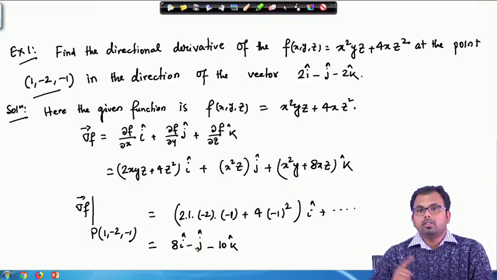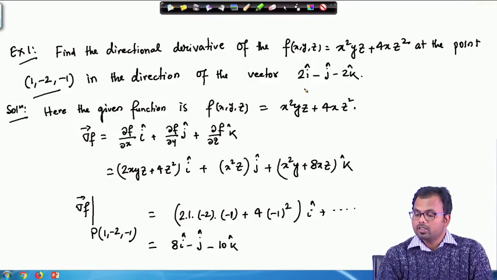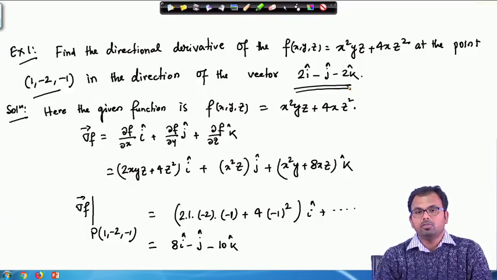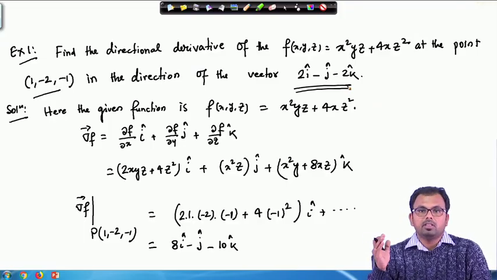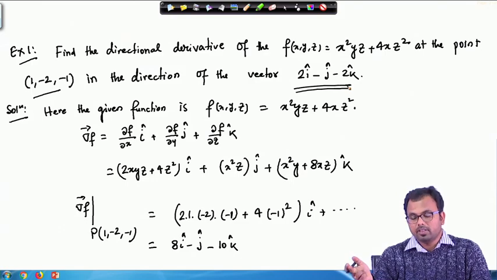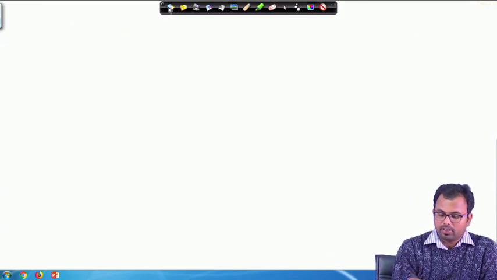Now, in order to calculate the directional derivative, we need the unit vector. Here we have the given vector, but is it a unit vector? It is obviously not, because if it is a unit vector, then the modulus of the vector should be 1. That is what we mean by a unit vector: the magnitude of that vector equals 1. In this case it is certainly not, so from this vector we will obtain a unit vector.